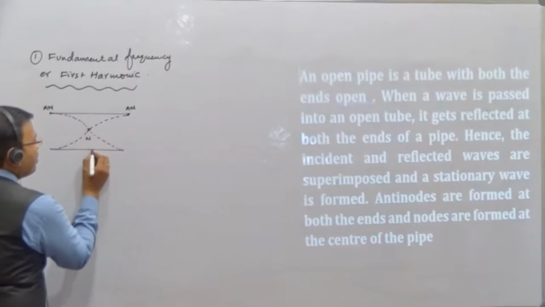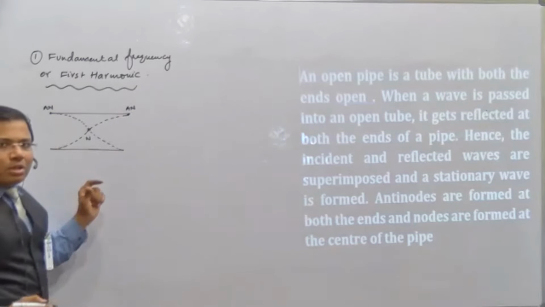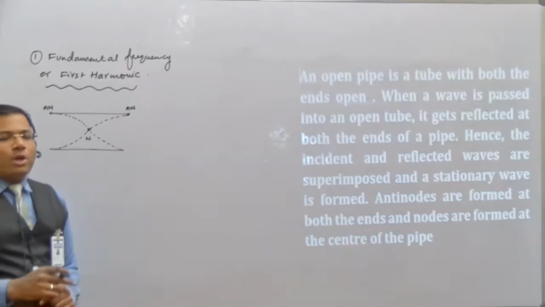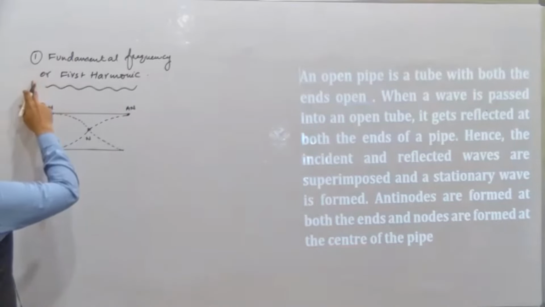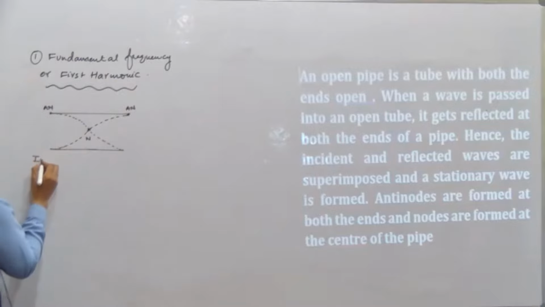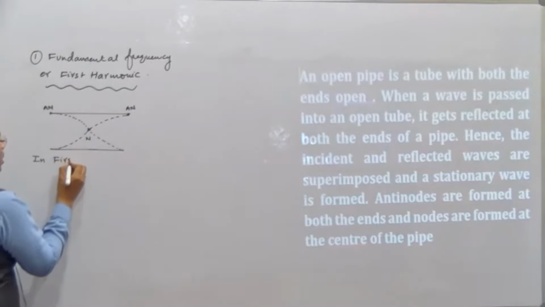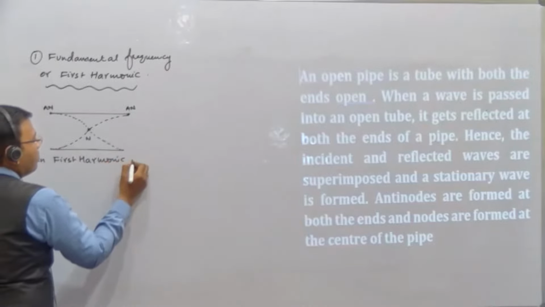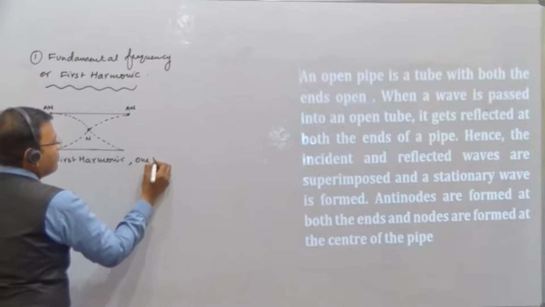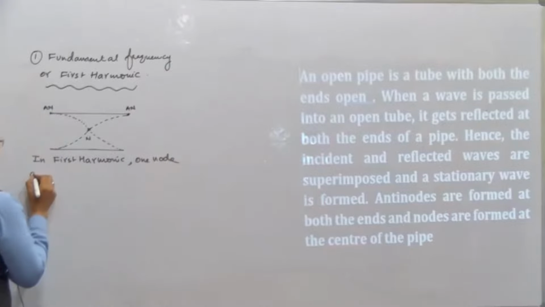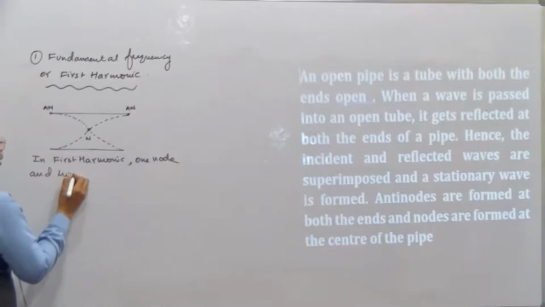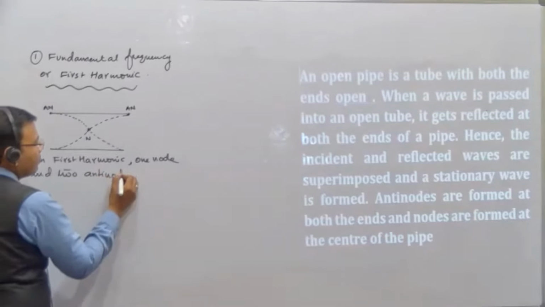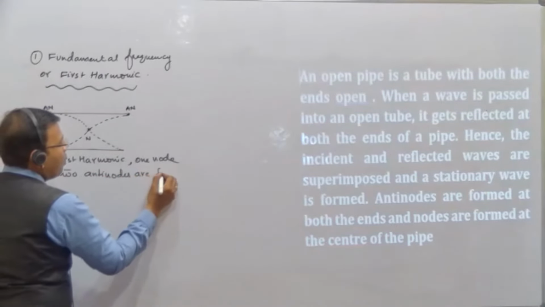So the first point I would like to write under this situation is how many nodes and how many antinodes are formed. So in the first harmonic, one node and two antinodes are formed.